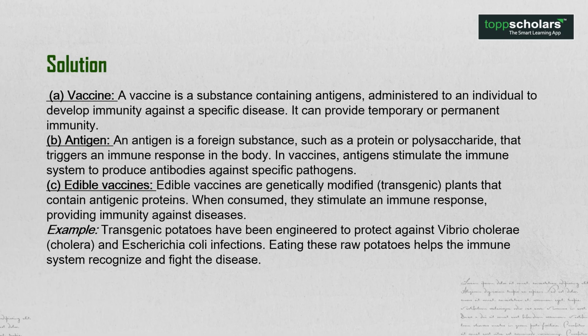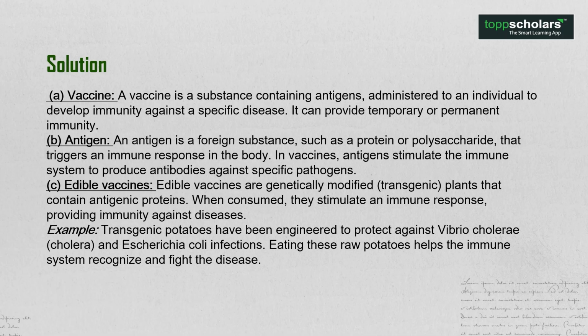It can provide temporary or permanent immunity. B. Antigen. An antigen is a foreign substance such as a protein or polysaccharide that triggers an immune response in the body. In vaccines, antigens stimulate the immune system to produce antibodies against specific pathogens.